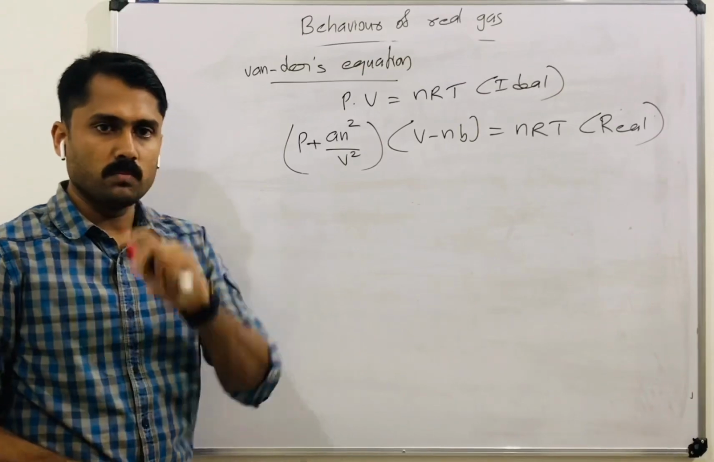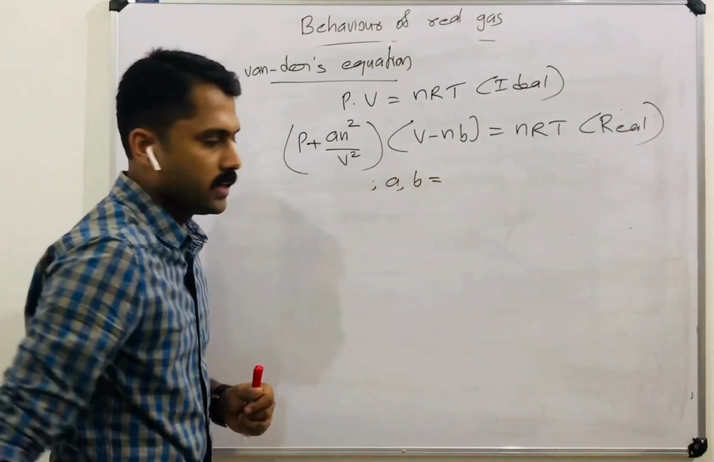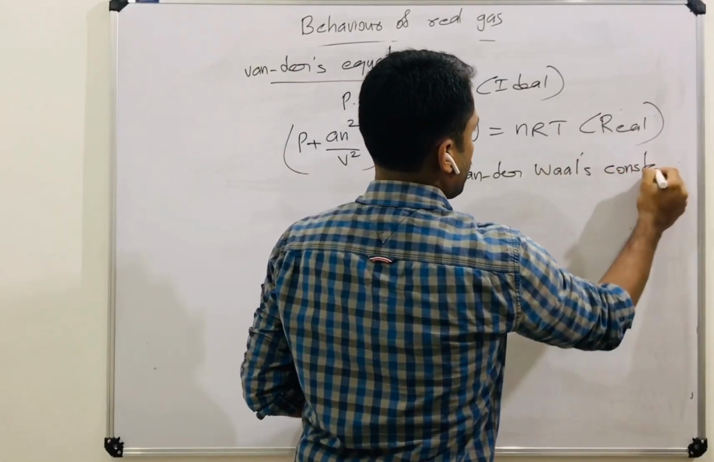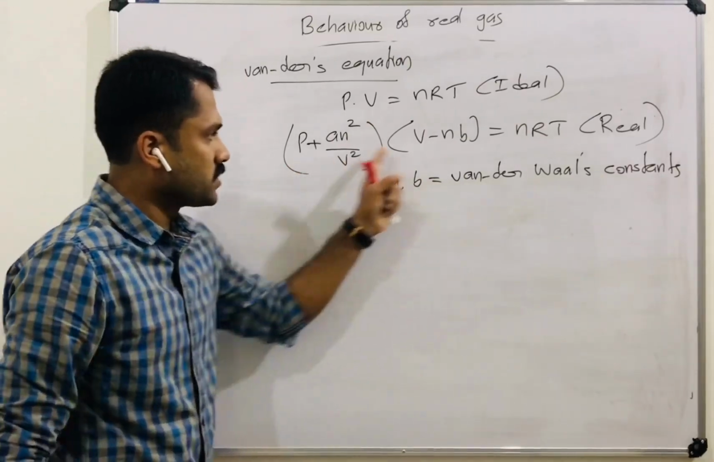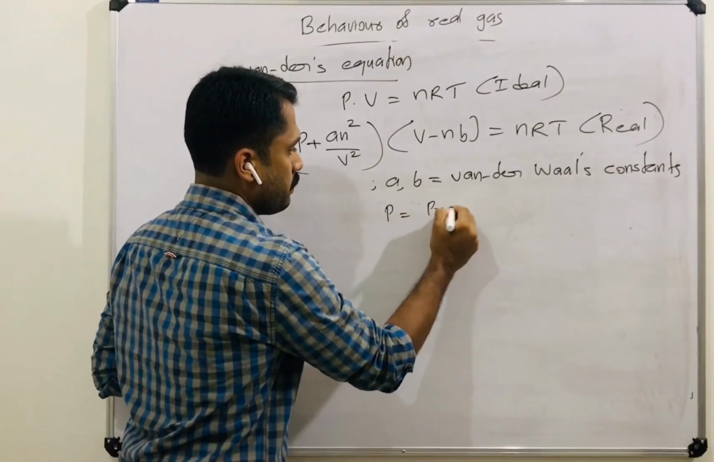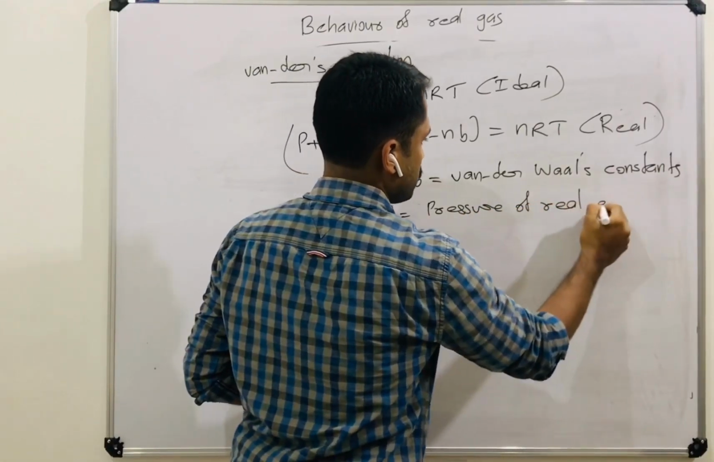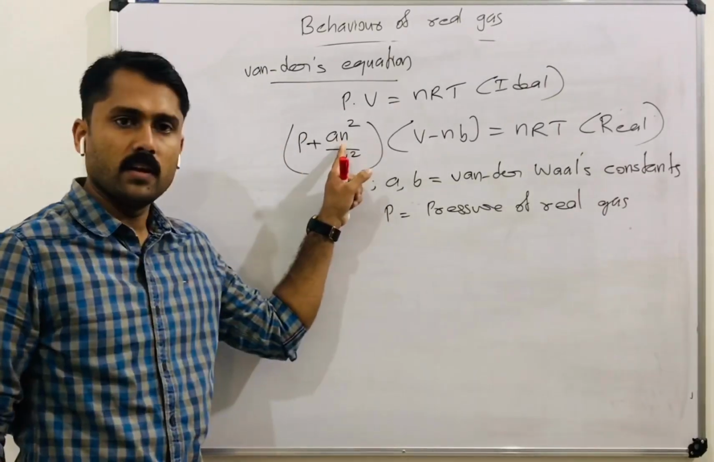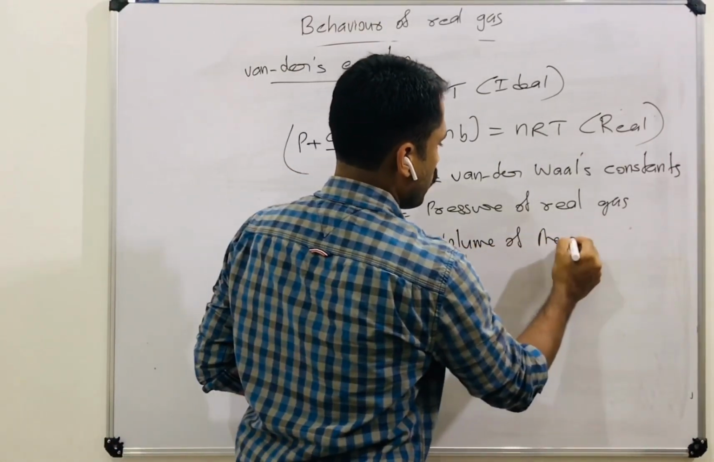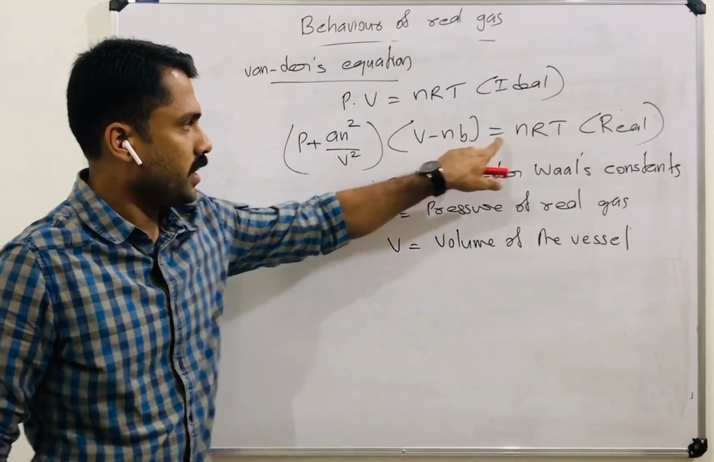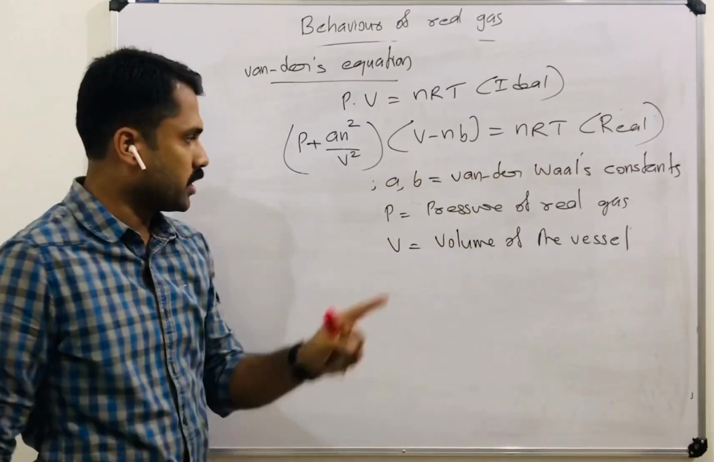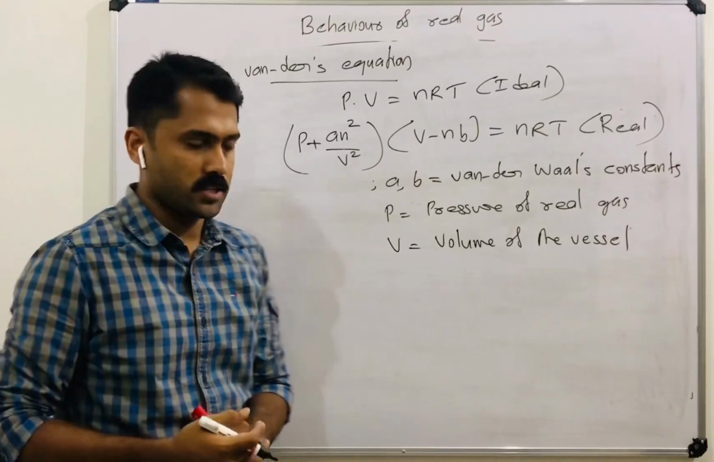In this equation, there are two new terms, small a and b. These are known as van der Waals constants. This equation is known as the van der Waals equation. Here you have to point out what P is. P is the pressure of real gas. What is n? Number of moles of gas. What is V? V is the volume of the vessel. T is absolute temperature. This is the equation for ideal gas, this is the equation for real gas, and there are new terms a and b, the van der Waals constants.